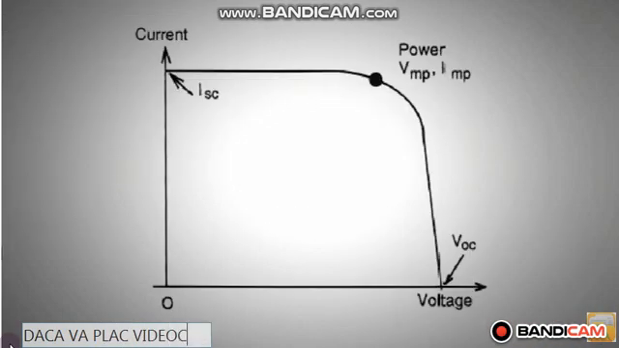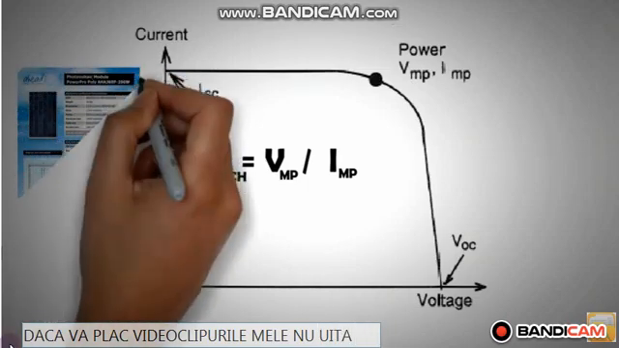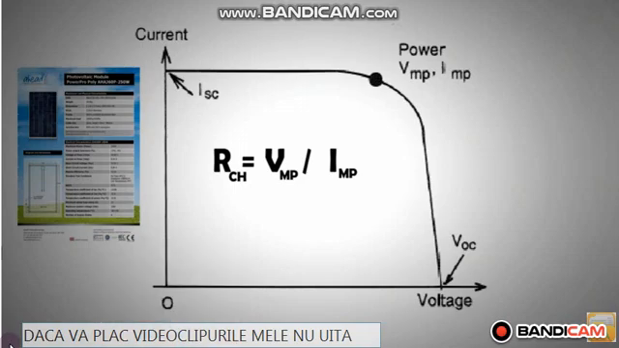The characteristic resistance of the solar panel can be roughly found out by simply dividing the maximum power voltage value with the maximum power current value. They are denoted by Vmp and Imp respectively. Both of these values can be found on the specification sheet of the panel.